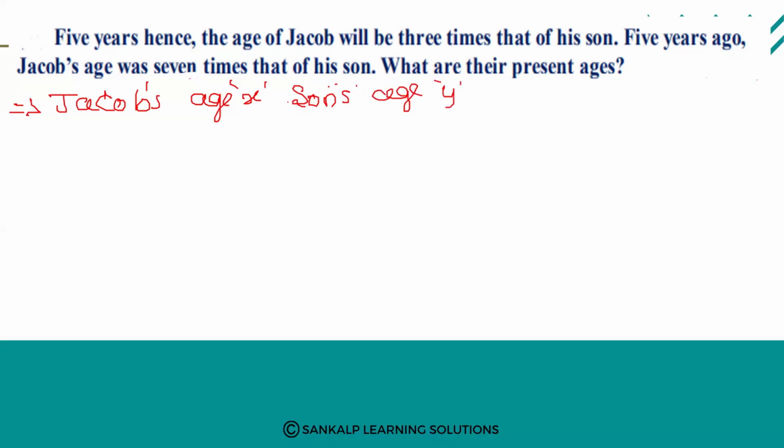Now, 5 years hence means after 5 years. So x plus 5 and y plus 5. 5 years hence, the age of Jacob will be 3 times that of his son.